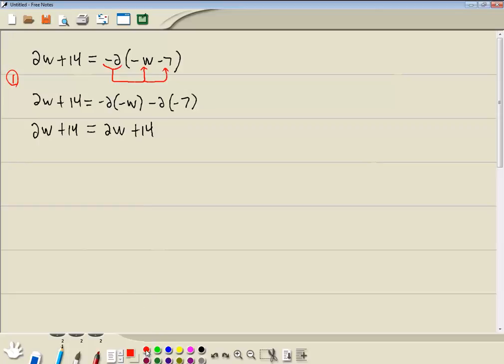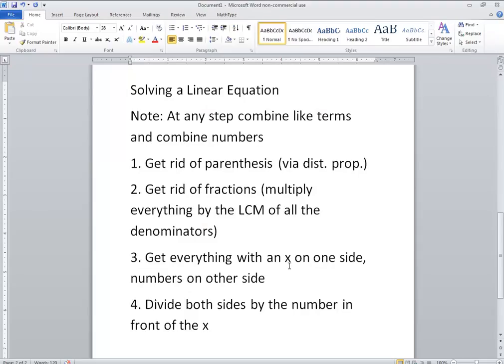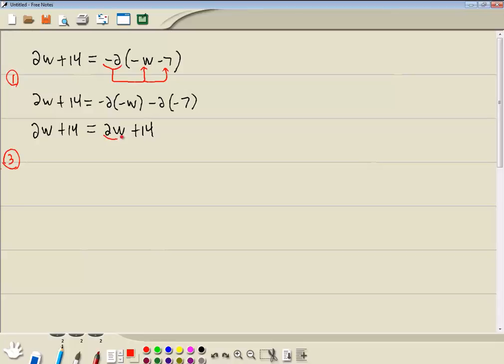Okay. Step 2, get rid of fractions. Don't have any. Step 3, get everything with a w on one side, numbers on the other. I just, again, change the x to w. So we're going to take this 2w here, move it to the left side, and we'll take the 14 and move it to the right side.